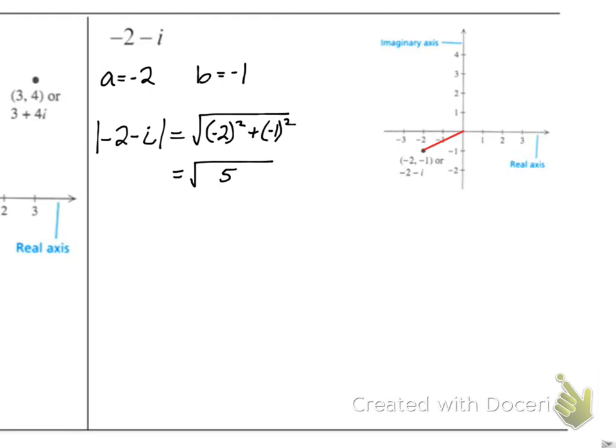Magnitude, absolute value, exact same. They're the exact same, and they're going to use the exact same formula to find them. Okay, so that's how to find our absolute value, which, like I said, is the same thing as our magnitude. So it should always be positive.